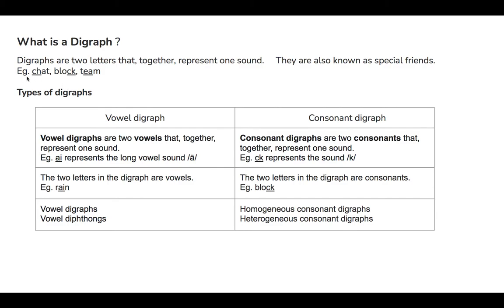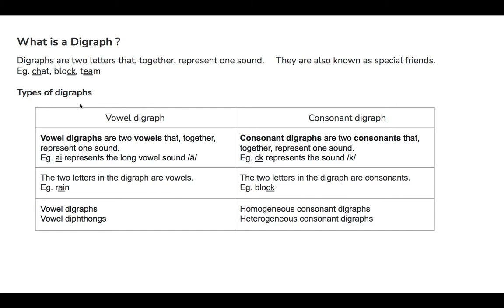For example, chat, ch, at. Here, the letters C and H make one sound, ch. Block, b, l, o, k. Here, the letters C and K make one sound, k. Team, t, e, m. Here, the letters E and A make one sound, E.